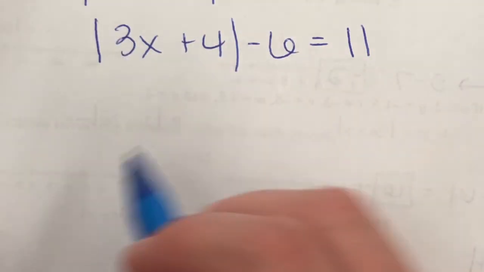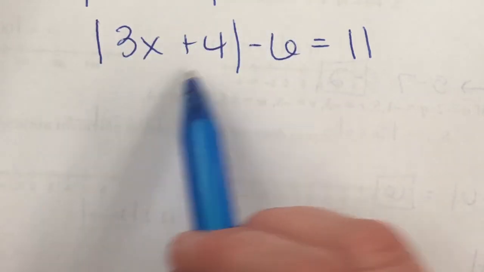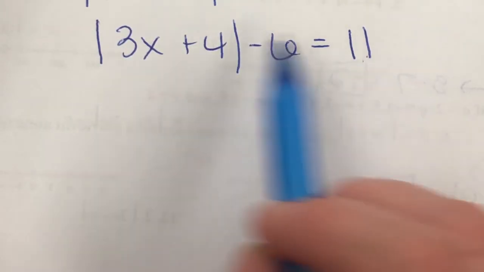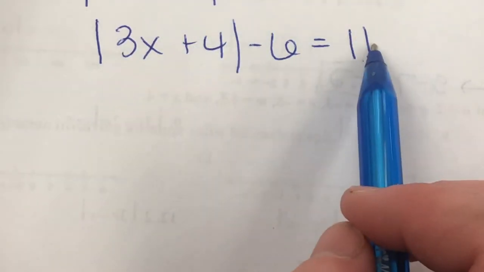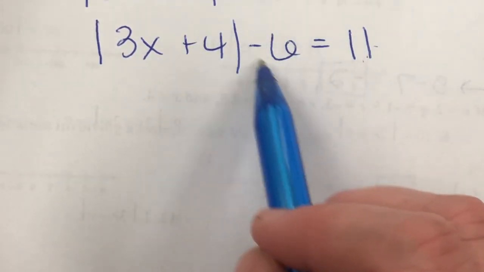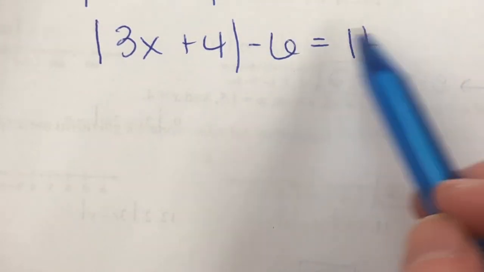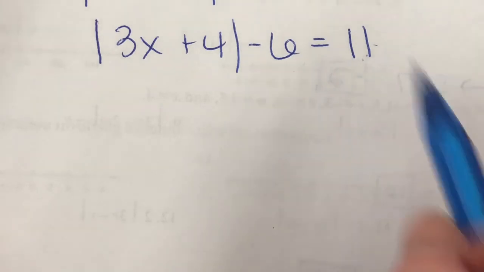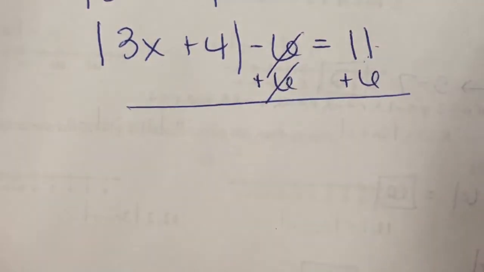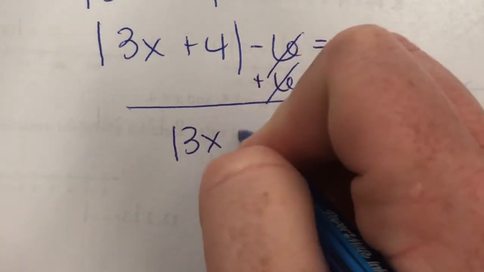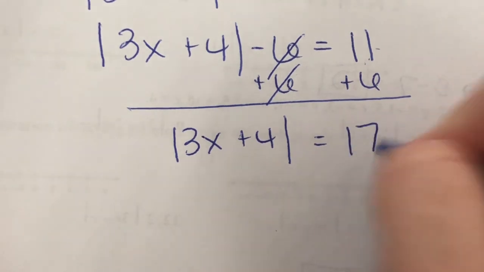So if we had a problem like this, we can't just take this whole thing and set it equal to 11 and negative 11, because we just want to take what's inside absolute value and set it equal to the answer and the negative answer. If there's stuff outside absolute value, it messes everything up. So we need to get rid of everything outside absolute value. So first I want to add 6 on both sides of my equal sign. So now I am just left with the absolute value of 3x plus 4 equals 17.